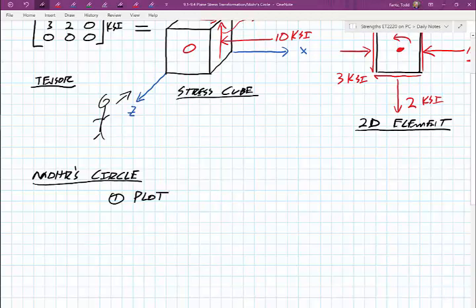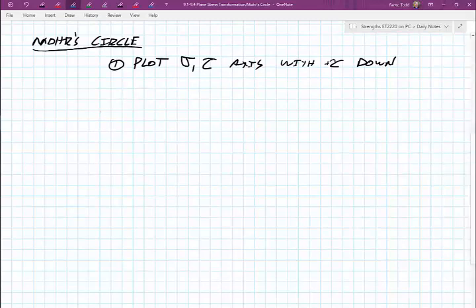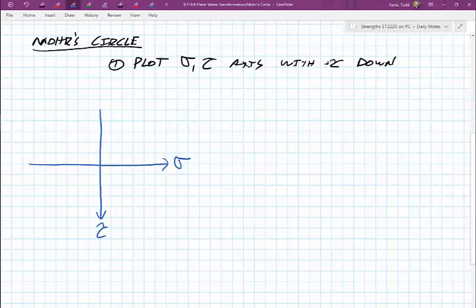These axes are going to be my sigma, which is an axial stress, and tau. But the one thing you've got to watch out for is we're going to draw our tau axis, the positive tau axis, pointing down. So my axes end up looking a little something like this. And then once I have those axes, I'm going to plot a series of points on them to develop my Mohr's circle. The first point I'm going to plot is my sigma x and my tau xy.